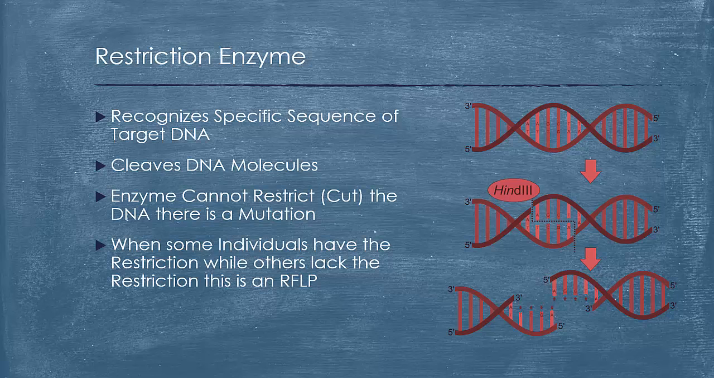So restriction enzymes recognize specific sequences of target DNA. They cleave the DNA molecule across the sugar phosphate backbone at that sequence, creating two DNA fragments. Enzymes are named for the bacteria from which they originate, and if the enzyme cannot restrict or cut the DNA, there is a mutation at that restriction site. So when some individuals have a particular restriction, while others, due to mutation, lack that restriction, this is a restriction fragment length polymorphism.